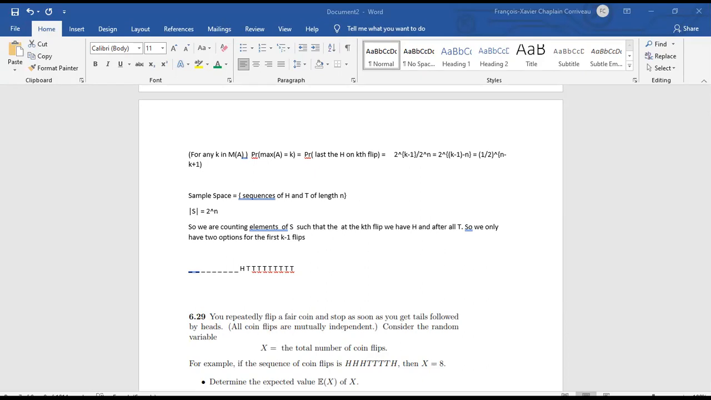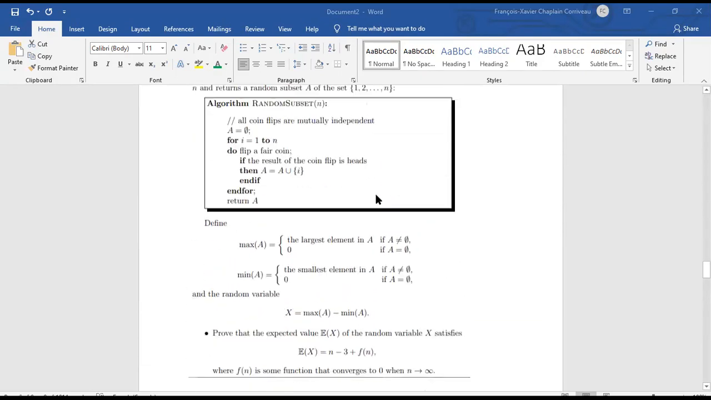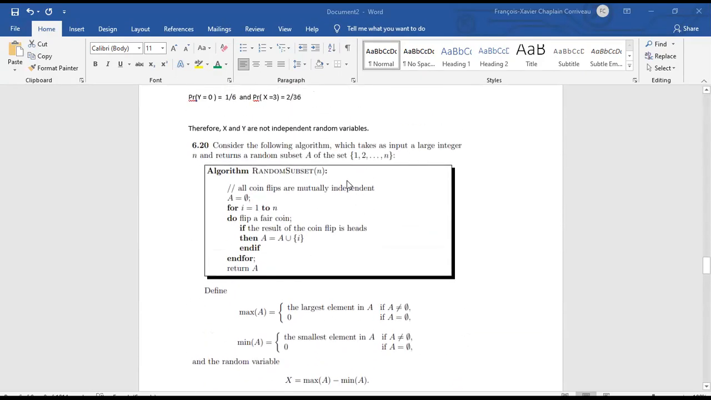So the uniform sample space follows from the coin being fair. If the coin is fair, everything is uniform. So you don't have to state why.